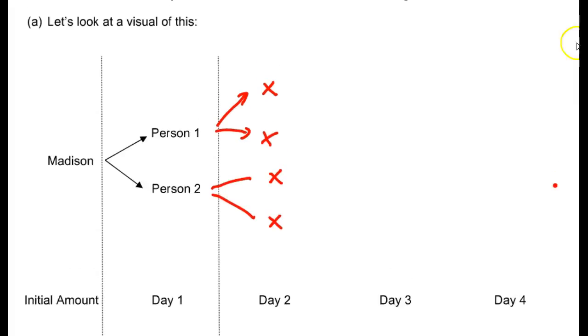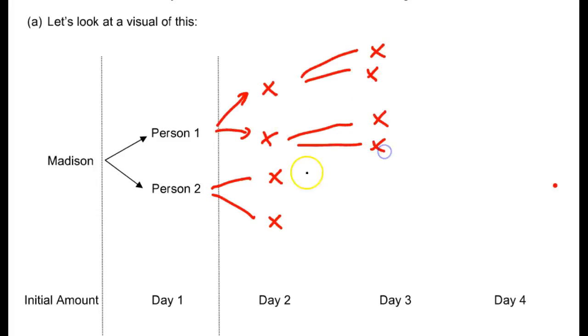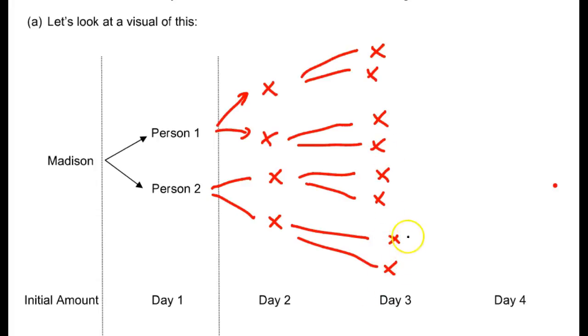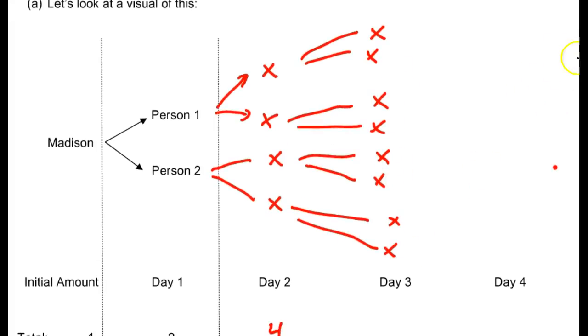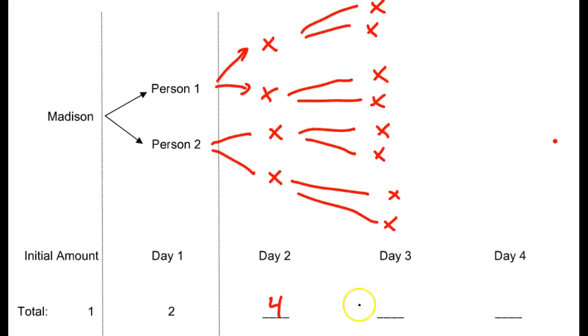And if we continue this, how many will we have on day 3? We get 2, 4, 6, 8 total. Right, and then one more time. What do you think it'll be?